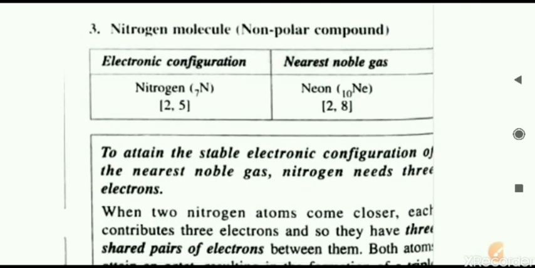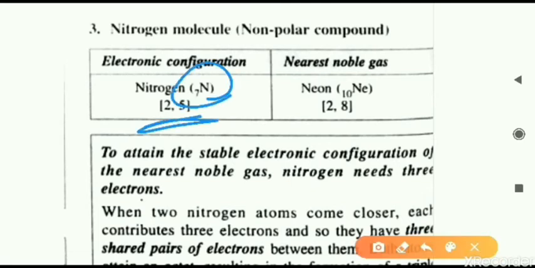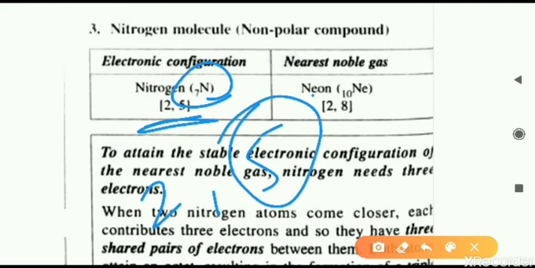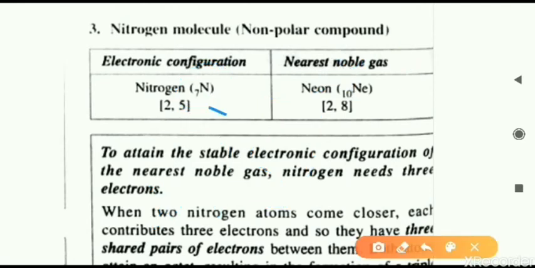The third one now, the nitrogen molecule. This is also a non-polar molecule, the reason being the same. Only two nitrogen atoms are there, because the same atoms of the same element are participating. So it will be a non-polar compound due to zero electronegativity difference. Nitrogen has atomic number 7. Its electronic configuration comes to be 2, 5. Outermost electrons are 5. That means still 3 electrons are required to attain the noble gas configuration, and its nearest noble gas is neon. After the atomic number 7, that is for nitrogen, the noble gas that comes is neon. That is called the nearest noble gas.